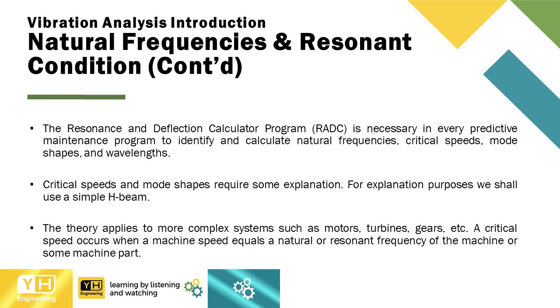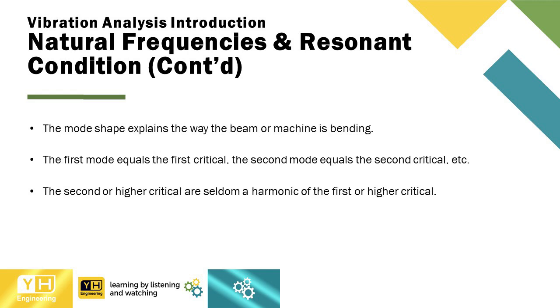A critical speed occurs when a machine speed equals a natural or resonant frequency of the machine or some machine part. The mode shape explains the way the beam or machine is bending. The first mode equals the first critical, the second mode equals the second critical, etc. The second or higher critical are seldom a harmonic of the first or higher critical.